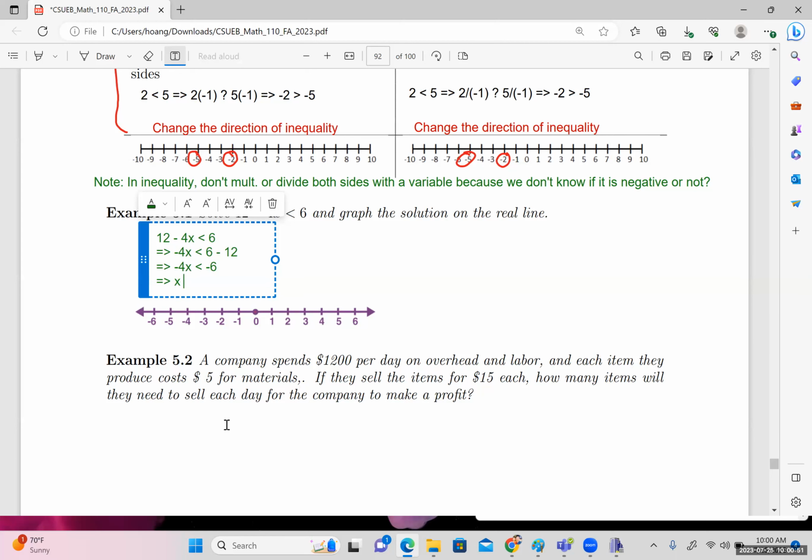Okay, now you multiply both sides or divide both sides by -4, which means you have to change the direction. You have -6 divided by -4. I will write in here, divide both sides by -4, right? And then it signifies you get x equal to 3/2. Oh, sorry, x greater than. Thank you.